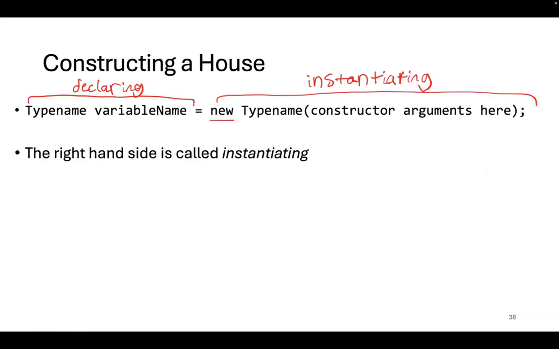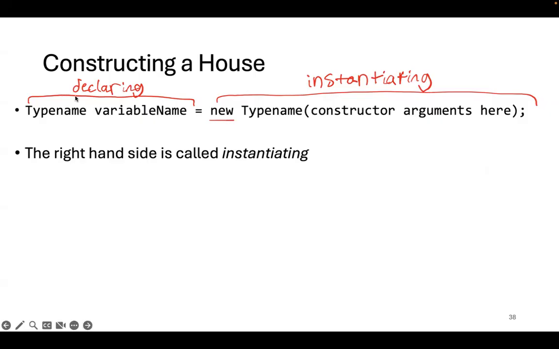Then we talked about how we actually call the constructor. So the declaring part on the left-hand side of the equal sign is similar to before, where now just the type name starts with an uppercase letter because that's the convention for reference types. Reference types being anything other than a primitive.